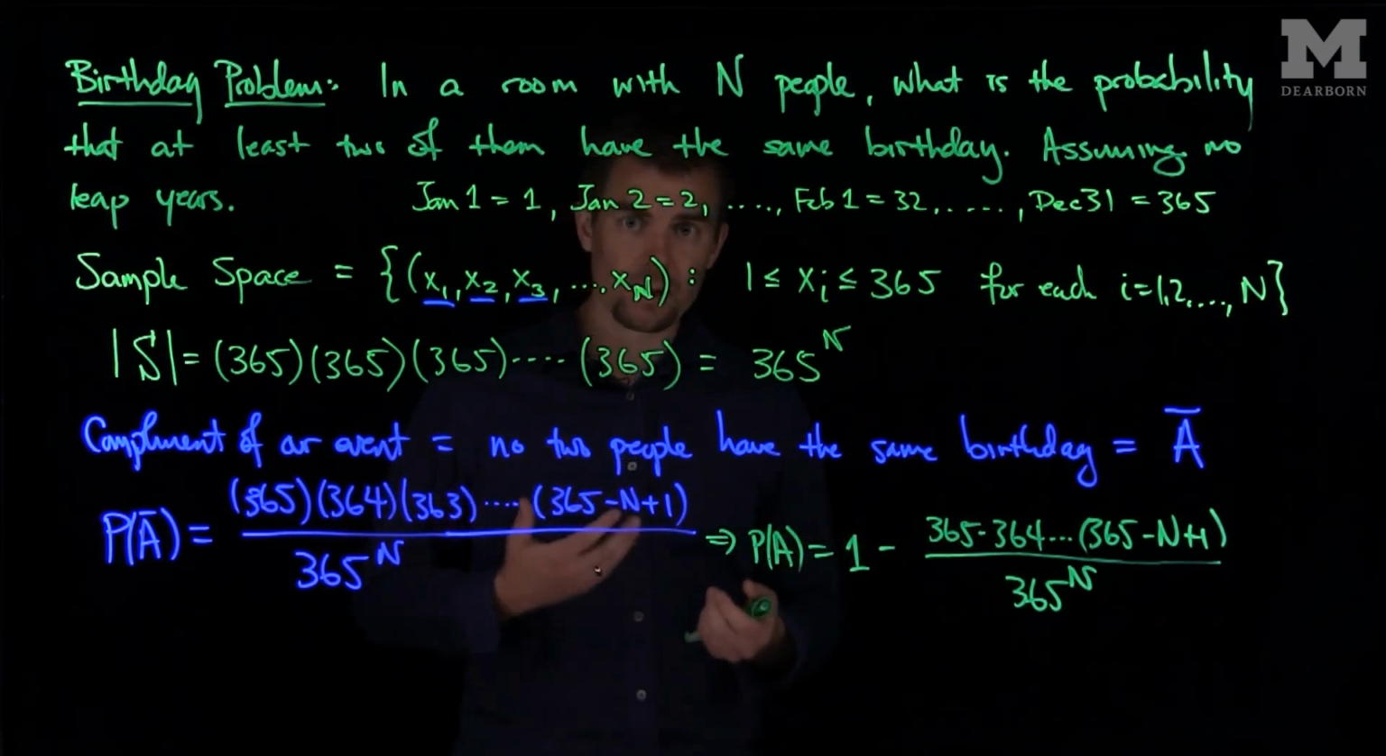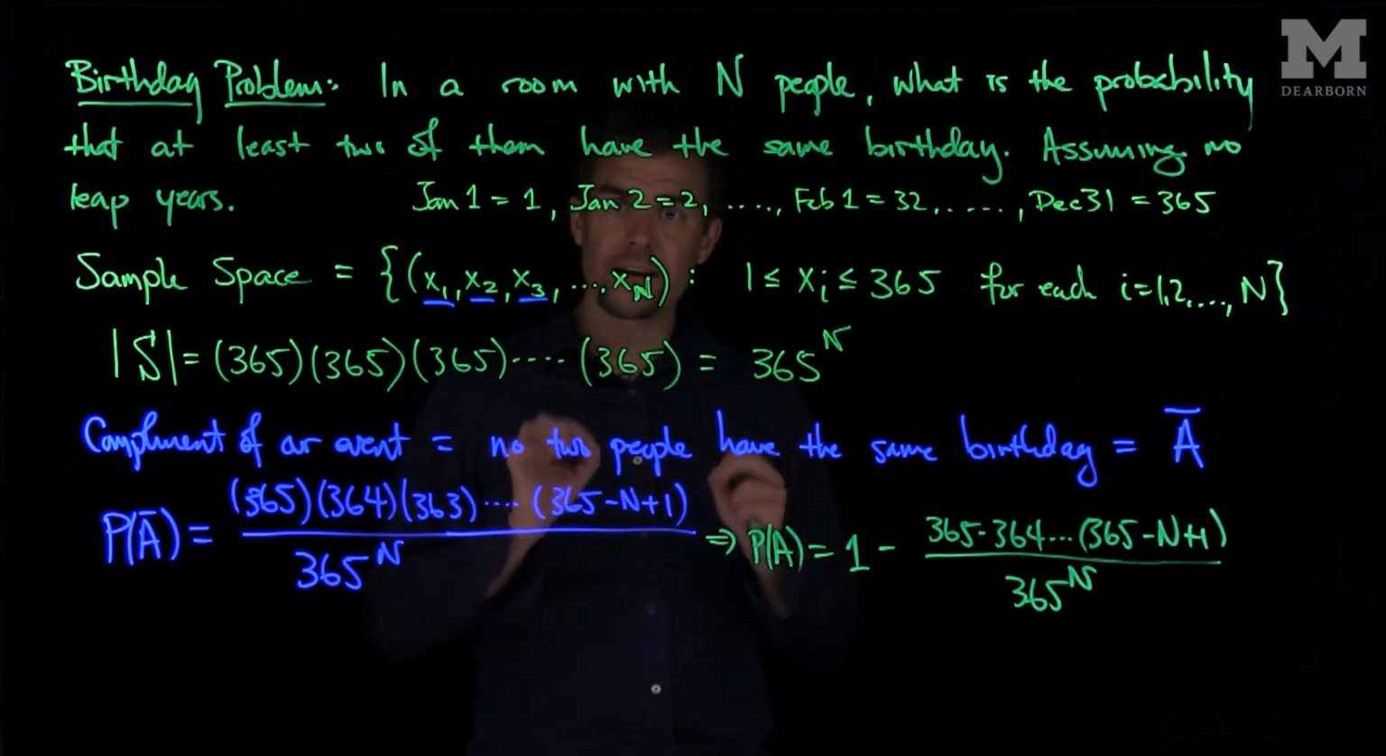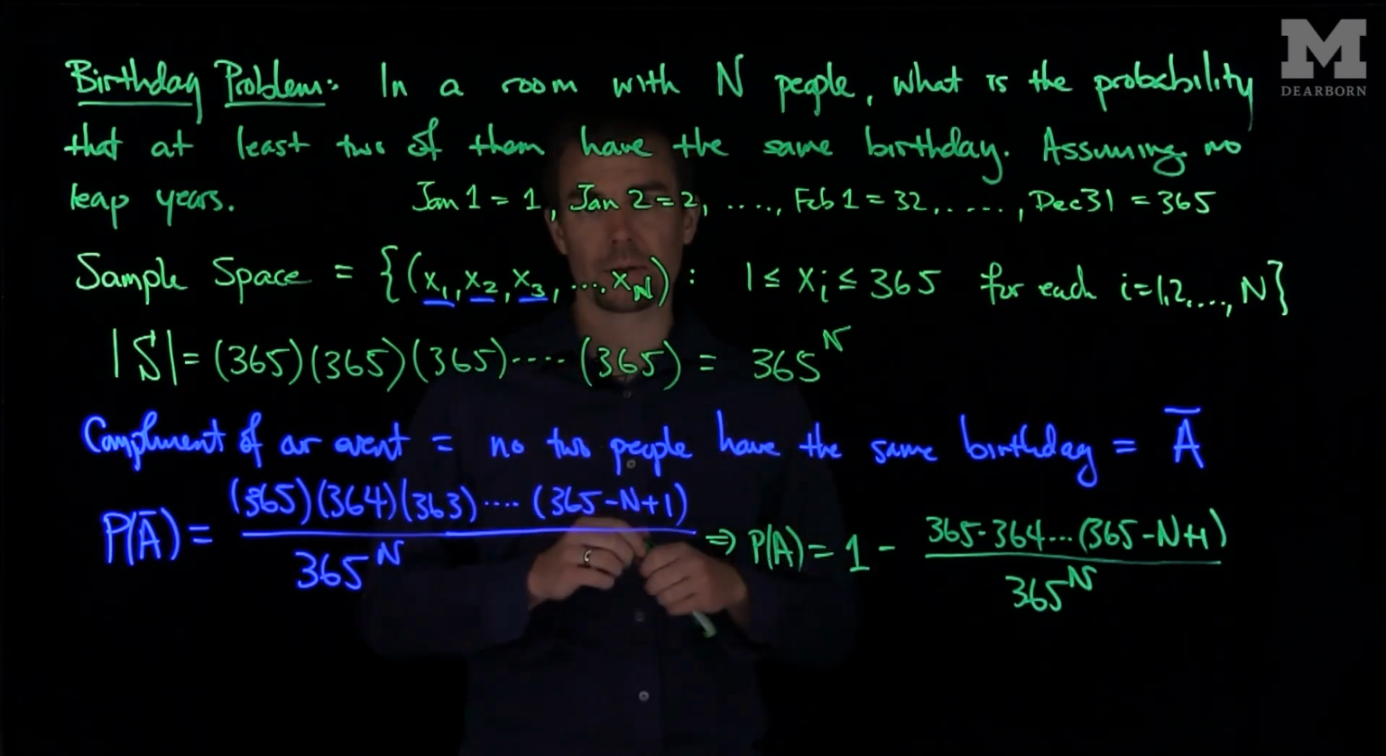So yet again, we see the advantage of using the probability of a complement to find the probability of an event.